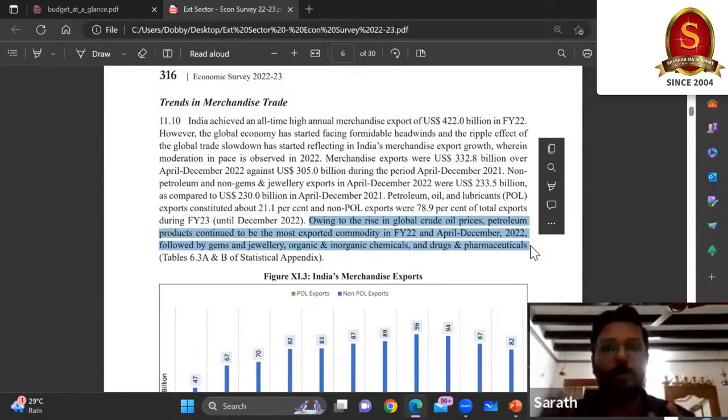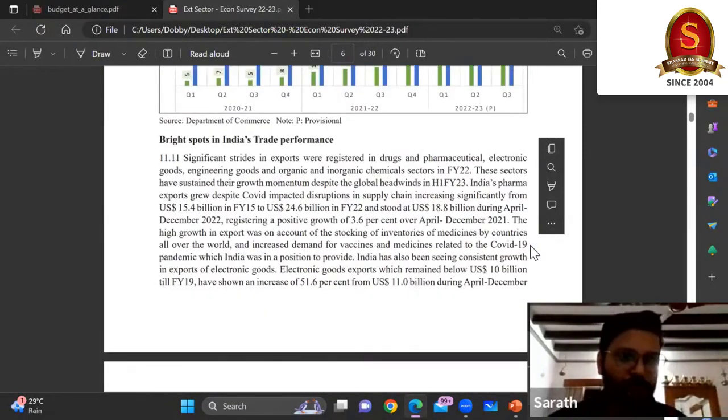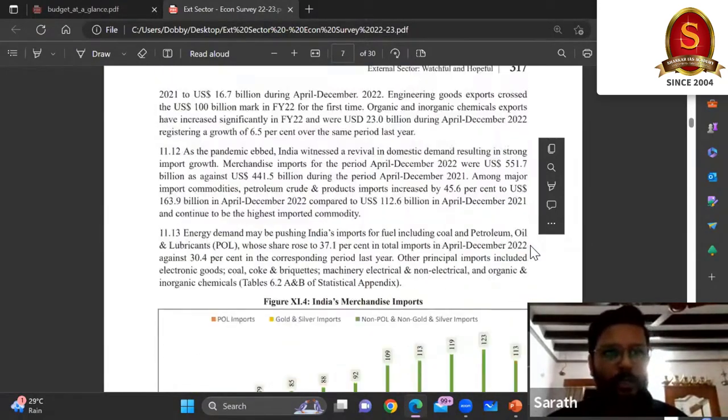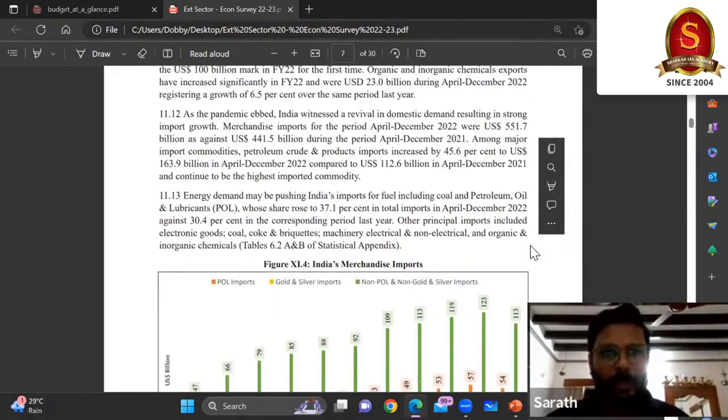So we know petroleum, oil and lubricants is a significant part. It is the highest. It occupies the number one position when it comes to exports also. Crude oil, we import. Refined petroleum, we export. Petroleum products, we export. We also import some kinds of petroleum products. But it's not half. Half is an exaggeration. Half is too much. So that is what makes the first statement wrong. Second statement is correct. It accounts for one third of the value.